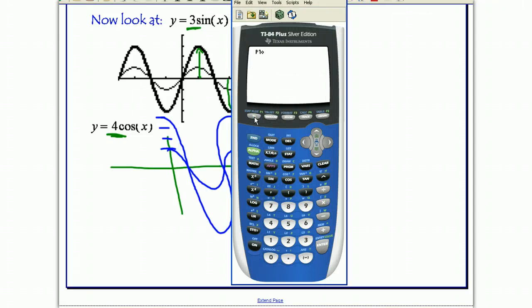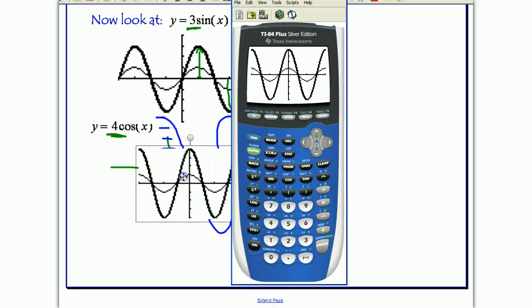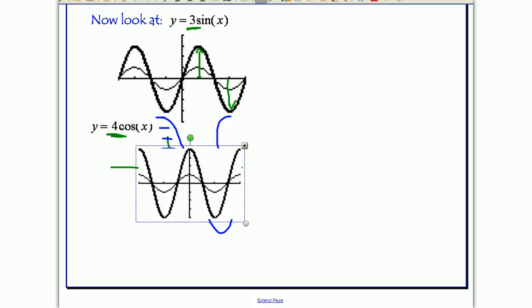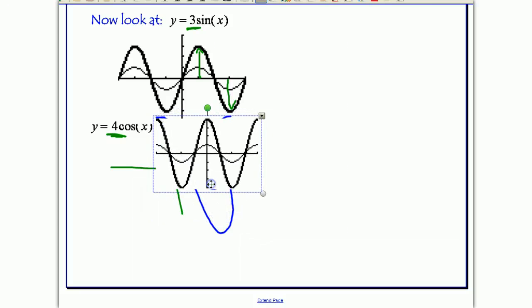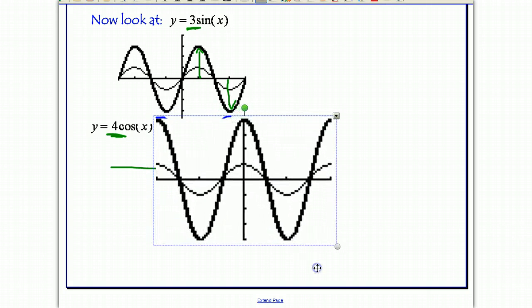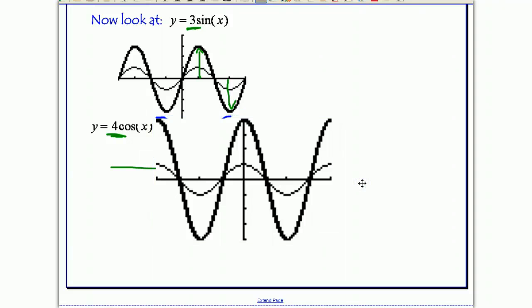So same thing here, we've got cosine. And now we've got 4 cosine. Hit graph on both of those. There's our cosine. Ooh, I like that a lot better than my graph. And there's 4 cosine. So it keeps the same shape. I'm going to cover mine up, I think. Keeps the same shape, but it increases the amplitude, so it's 4 times bigger.